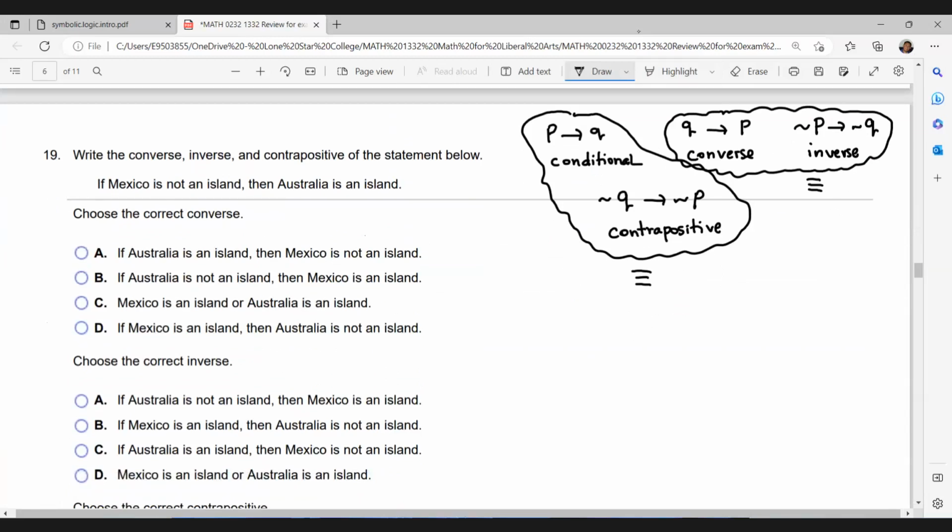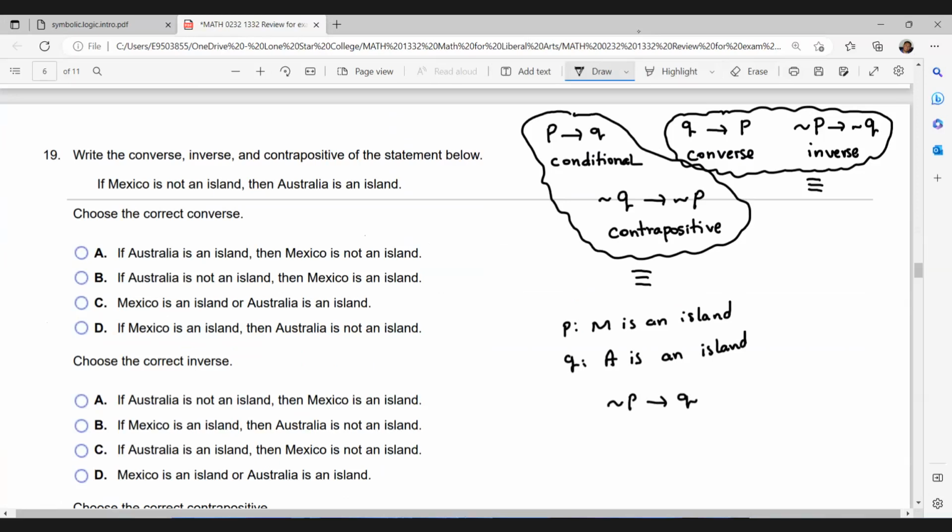So if Mexico is not an island, what I want to say is P is Mexico is an island. And then Q, notice that I removed the nots in it so I can use some symbols: Australia is an island. So the conditional that we're starting with is the following: if not P, then Q. That's the conditional that we're starting with.